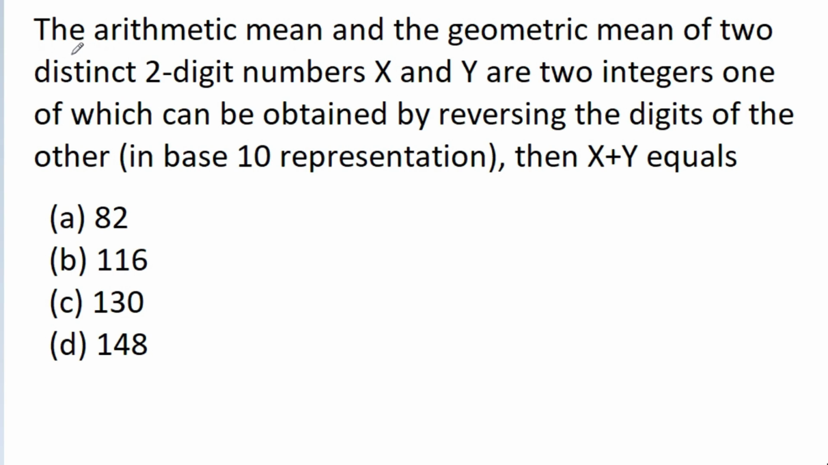In this video, we are given that the arithmetic mean and the geometric mean of two distinct two-digit numbers x and y are two integers, one of which can be obtained by reversing the digits of the other in base 10 representation. Then we have to find the value of x plus y. So basically we are given that x and y are two distinct two-digit numbers.